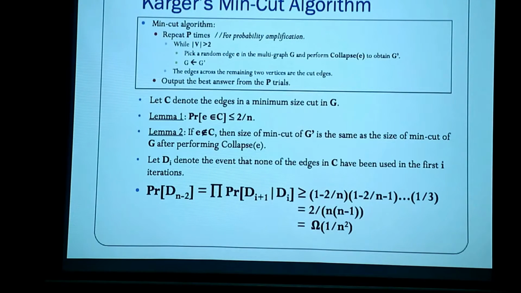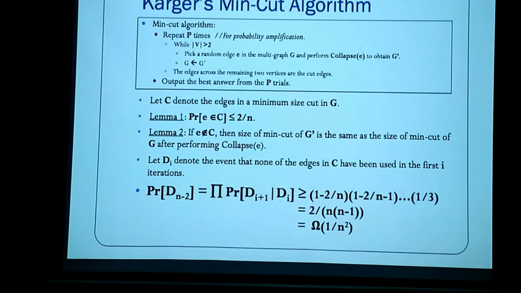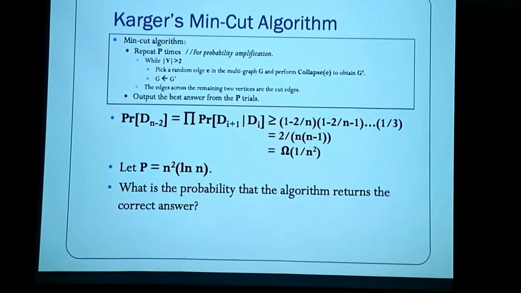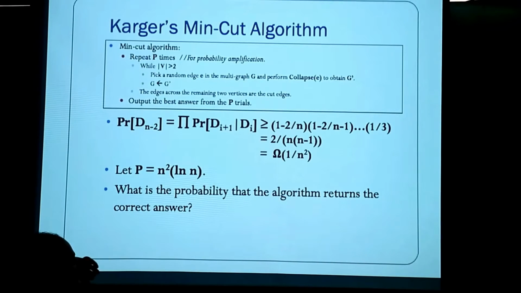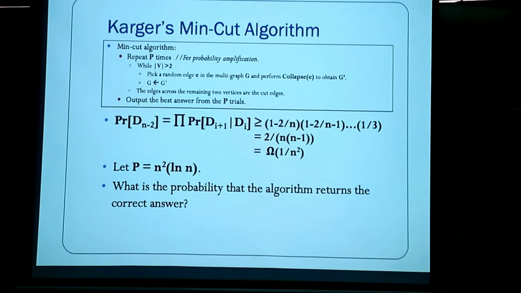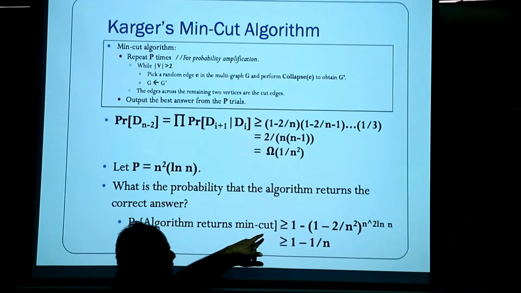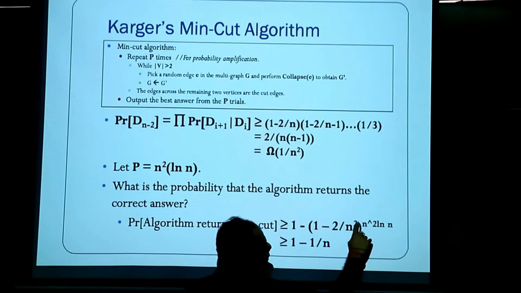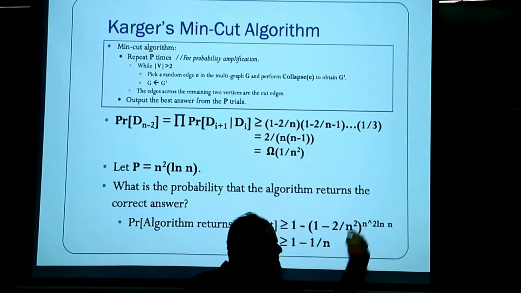Because in one iteration the probability of outputting this min cut C is at least 1 over n squared. So how many times should we repeat it so that the probability of outputting this min cut gets increased? Right, if you do it order n squared log n times, then we can show that there's a significant chance that you output the correct answer. So let's pick P to be n squared log n. Now let's calculate the probability that the algorithm returns the correct answer, that means returns this fixed min cut C. The probability that the algorithm returns this min cut C is going to be 1 minus 1 minus 2 by n squared, roughly, to the power n squared log n, because we are repeating it n squared log n times.